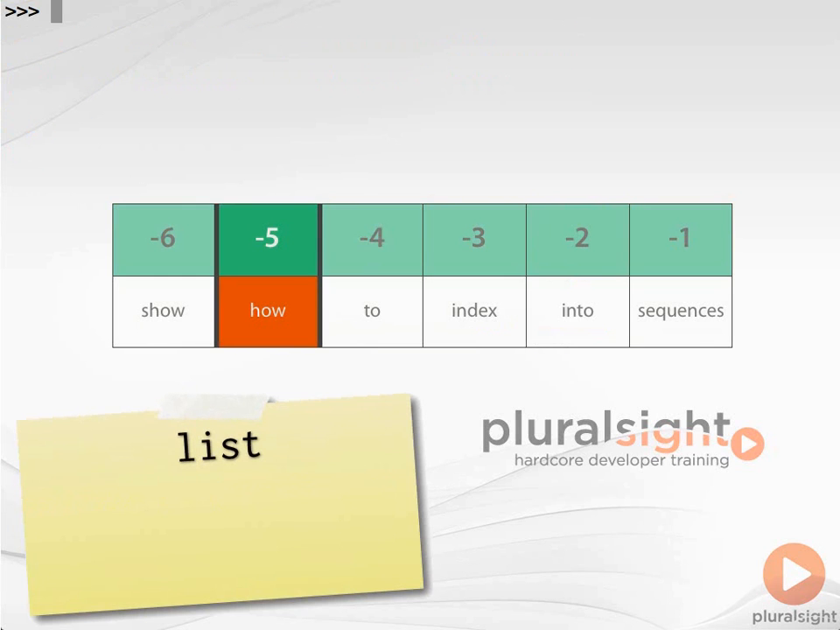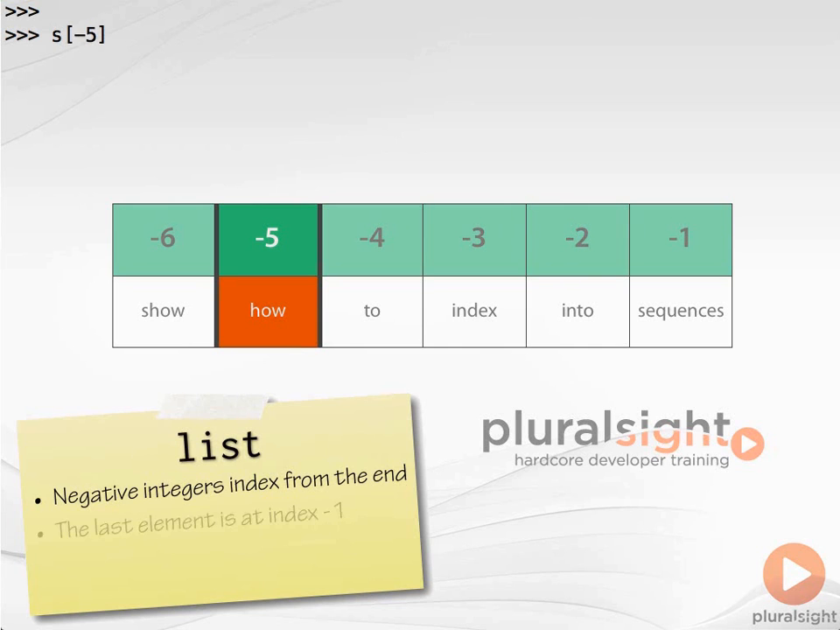One very convenient feature of lists and other Python sequences, for this applies to tuples too, is the ability to index from the end rather than from the beginning. This is achieved by supplying negative indexes. For example, we can access the fifth element from the end by supplying the index -5. The last element of the sequence is at index -1.